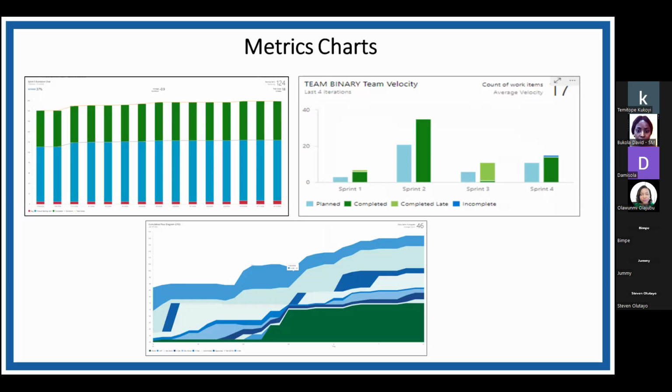These are metric charts. The blue line is showing our PBIs, while the green is showing the completed work. For the burn down chart, which shows the amount of work completed in this sprint in relation to the one remaining. Next slide, please.